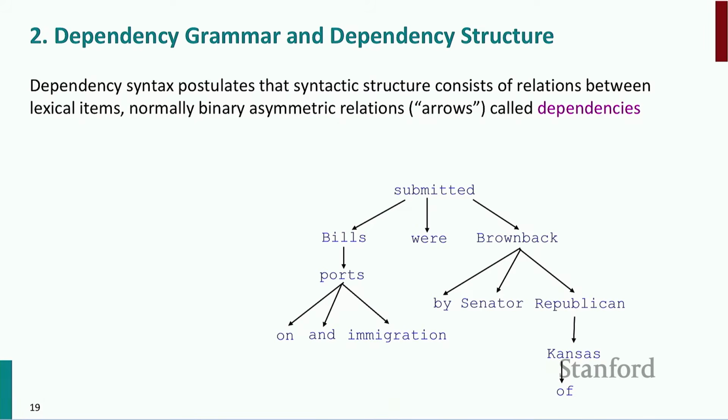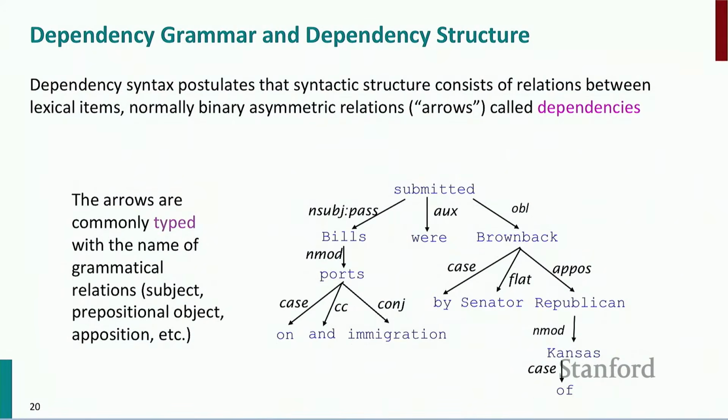Okay, so this is the start of a dependency grammar, but just like the funny angled lines of sentence diagramming, normally people want to add some more information than that. And so most commonly the arrows are then typed by giving the name of some grammatical relation. So something can be the noun subject or an oblique or an appositional modifier or a case mark or things like that.